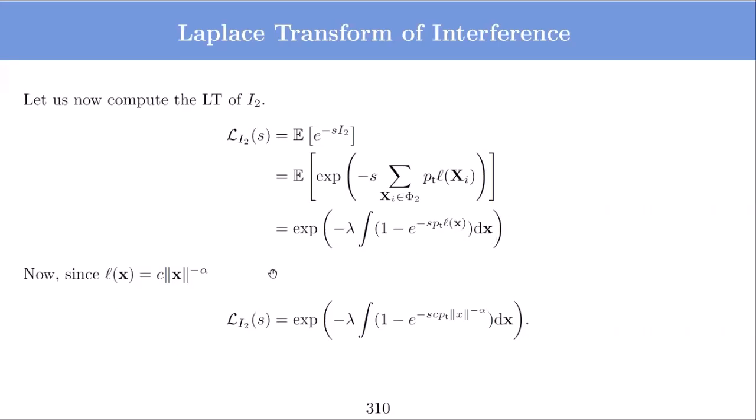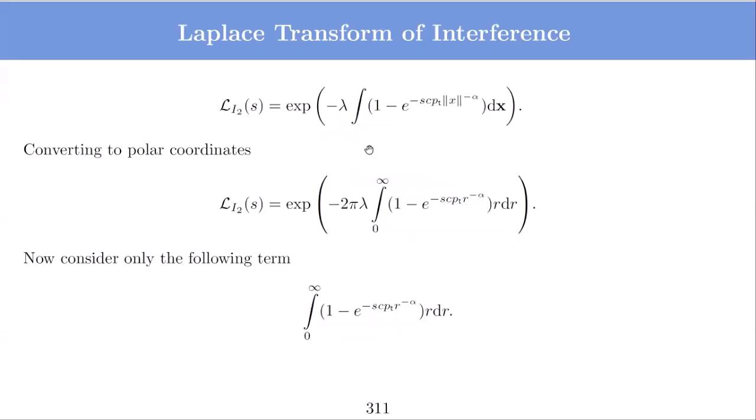Now since I will put back the value of path loss here, this will give me exponential minus lambda integration of 1 minus e to power minus scpt norm of x minus alpha dx. Okay, so this is the expression we got, and we have to now solve this integration to further compute the Laplace transform. So if we focus on this, we notice that this only depends on the distance norm of x.